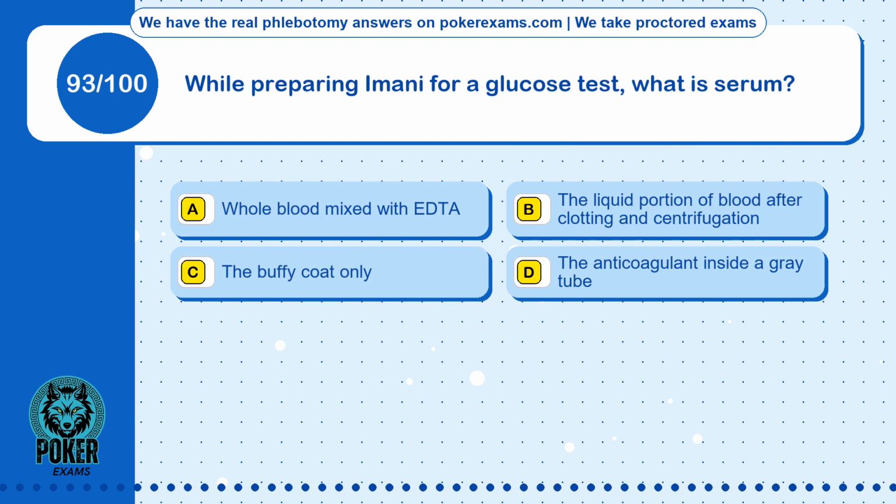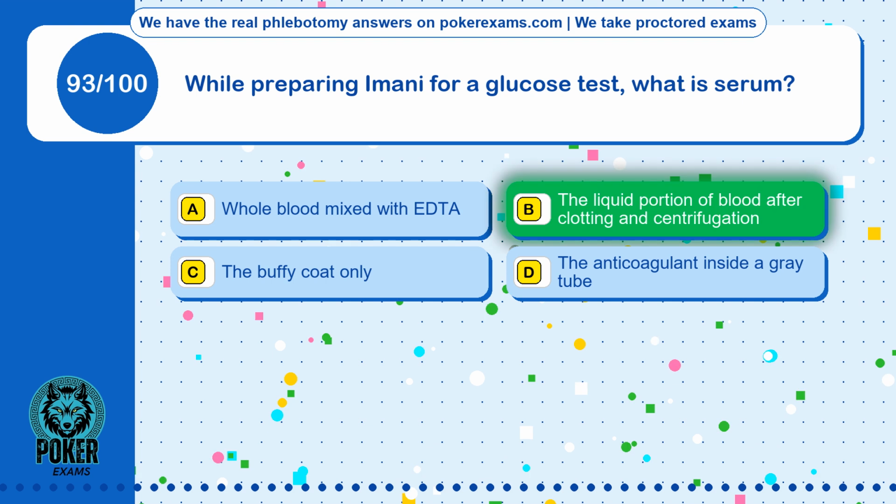Question 93. While preparing Imani for a glucose test, what is serum? Option A, whole blood mixed with EDTA. Option B. The liquid portion of blood after clotting and centrifugation. Option C. The buffy coat only. Option D. The anticoagulant inside a gray tube.